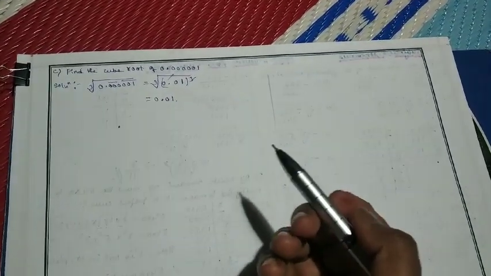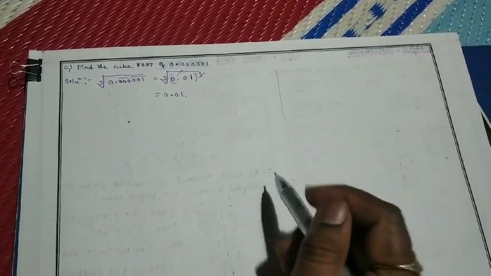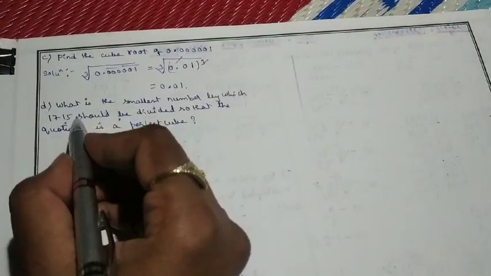Its answer is 0.01, children. Or else you can go with another method, that is converting the decimal number into a rational number, and then you can find its cube root.